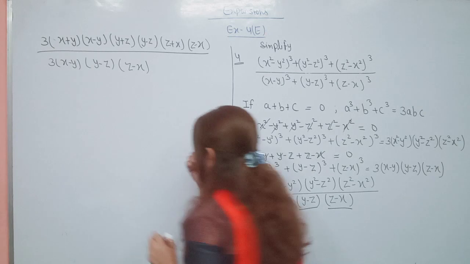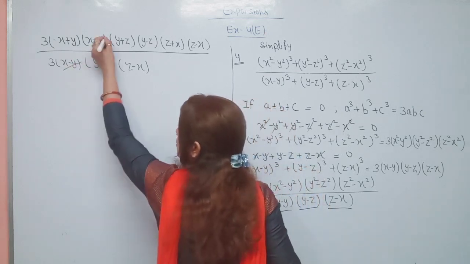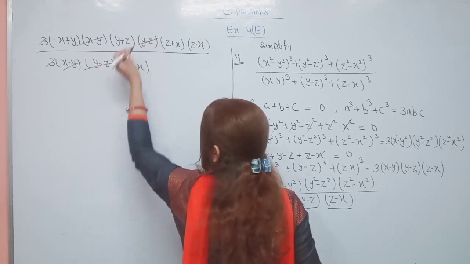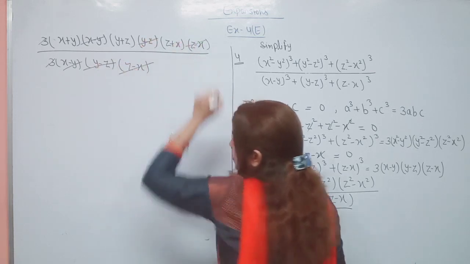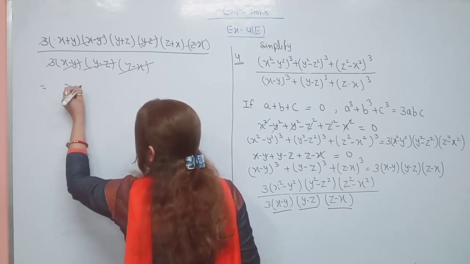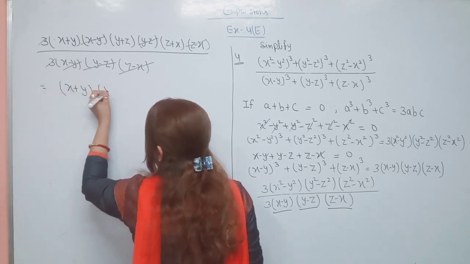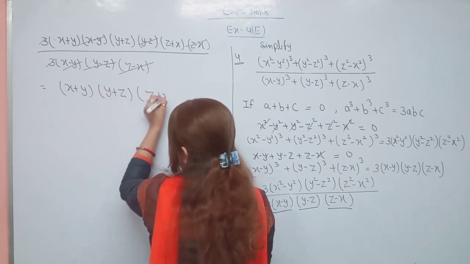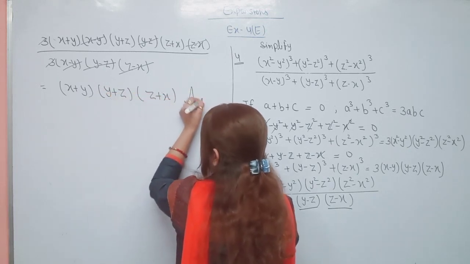When we solve it, x − y cancels, 3 cancels, y − z and y − z cancel, z − x and z − x cancel. What will be left? (x + y)(y + z)(z + x). So this is the answer.